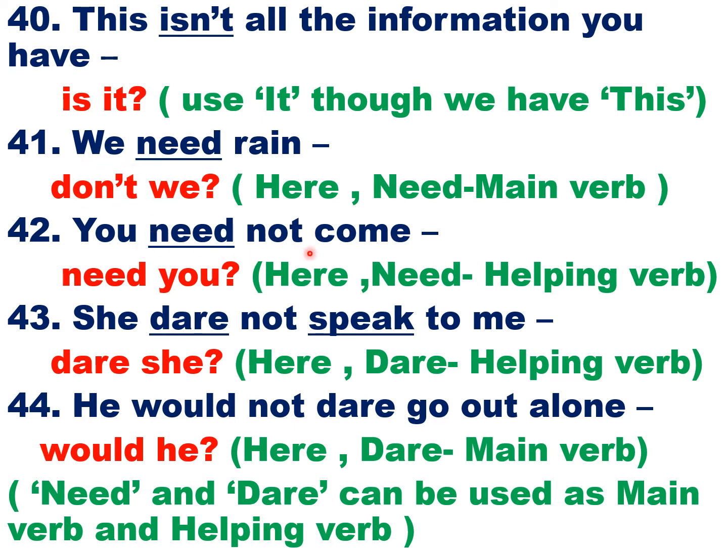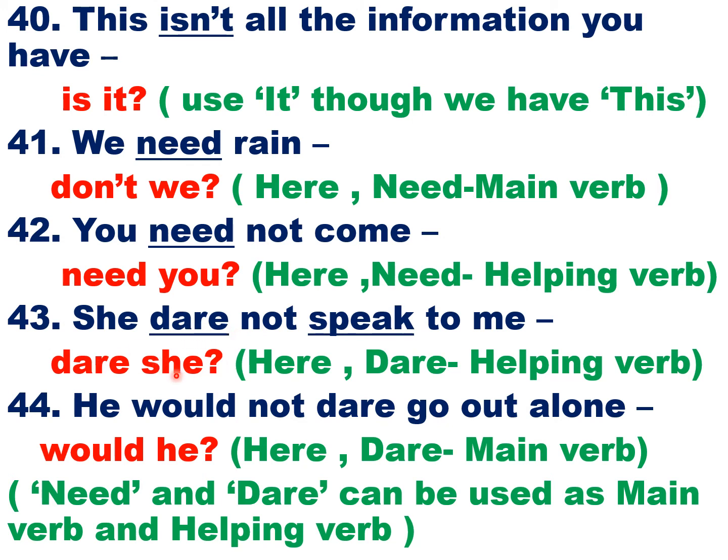You need not come. Here, need is a helping verb. Negative statement. So, positive tag. Need you. Moving on to the next sentence. She dare not speak to me. Here, dare is a helping verb. Speak is the main verb. She dare not speak to me. This is a negative statement. So, dare is the auxiliary verb.